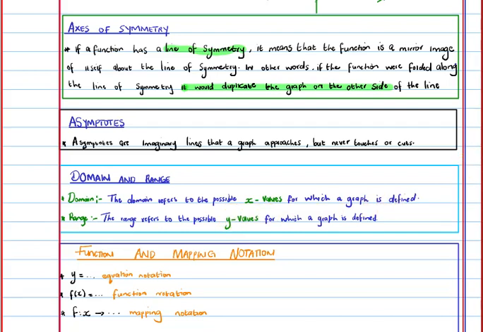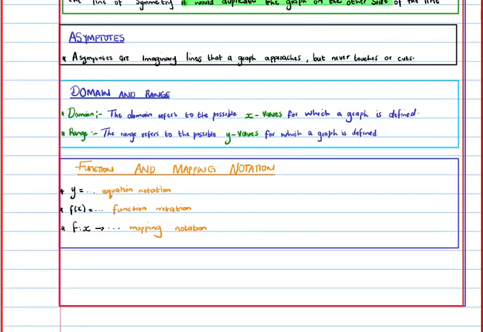Moving forward, we have function and mapping notation. If you have something written like this, you have y being equal to something. You have y being equal to something.